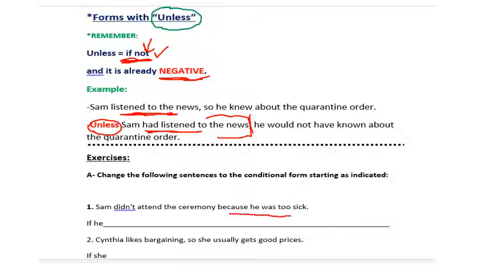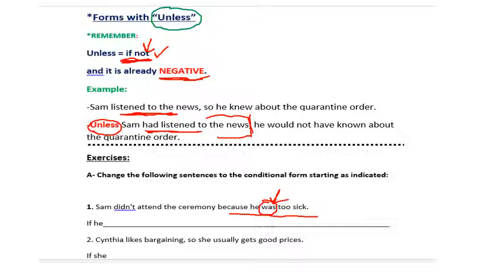He was too sick. Step 2: the verb is in the past simple, so I have to move back to the past perfect. Step 3: positive becomes negative and negative becomes positive. If he was becomes hadn't been. Had been, and positive becomes negative, hadn't been. Too sick, Sam would have attended the ceremony.